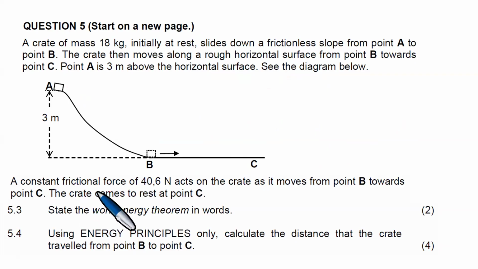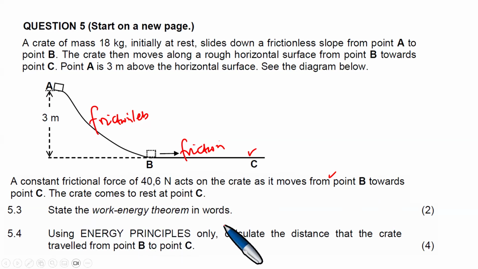Right, now a constant friction force of 40.6 newtons acts on the crate as it moves. Remember that it slides down a frictionless slope from A to B. It's frictionless here, and then there's friction here. So a constant friction force of 40.6 newtons acts on the crate as it moves from point B up towards point C. The crate comes to rest at C, stops. Right, state the work energy theorem in words.